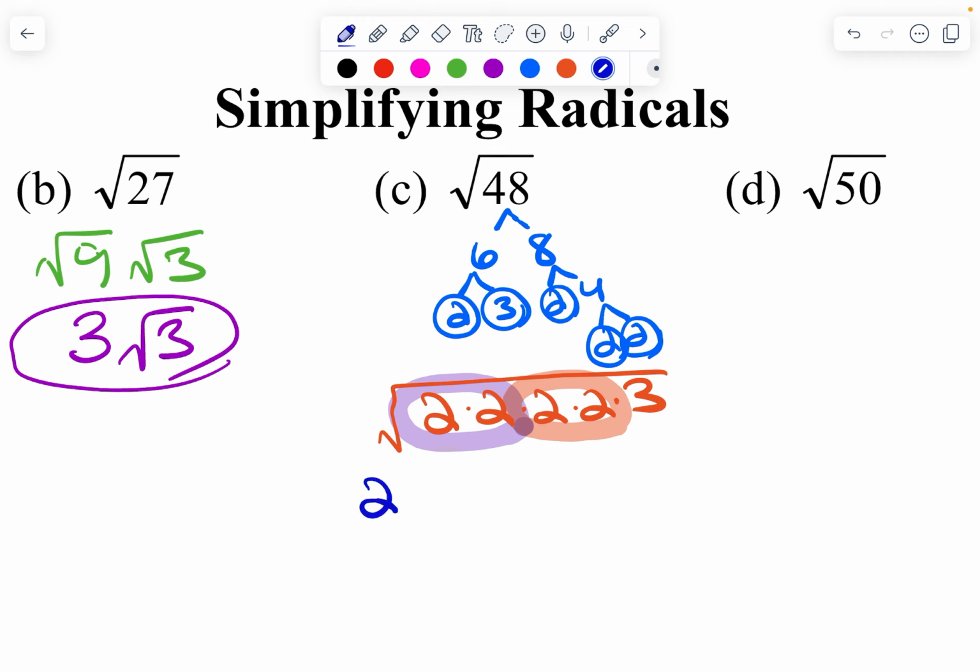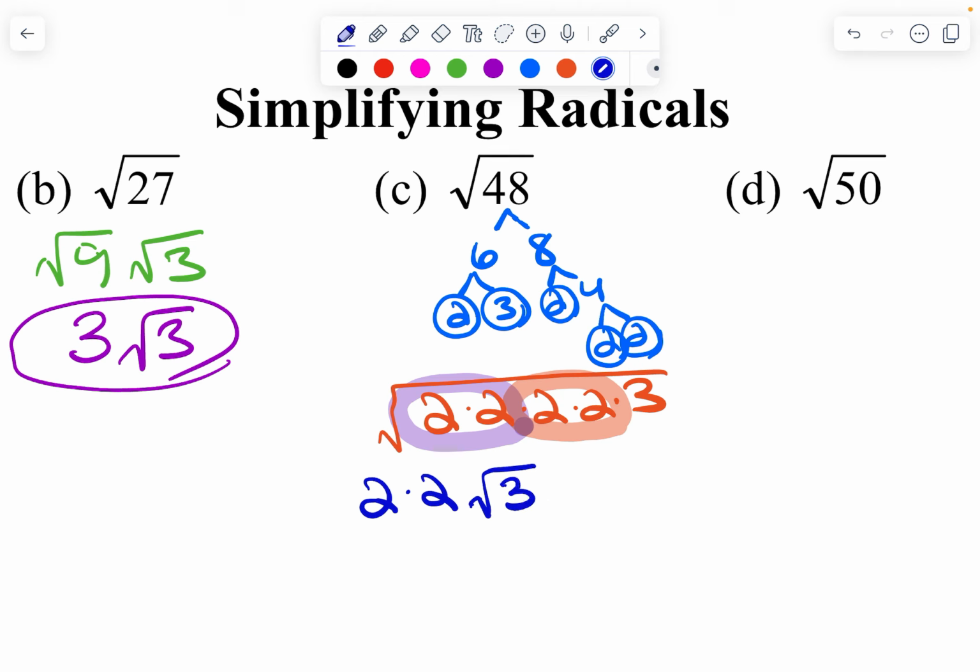So it's just this pair of 2's underneath the square root becomes a single 2 outside the root. This pair of 2's is also going to become a single 2 outside of the root. Notice I put the little multiplication dot. I'm going to have to multiply. And the single solitary little 3 here that's left over, that stays under the root.